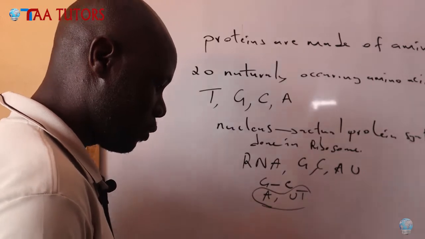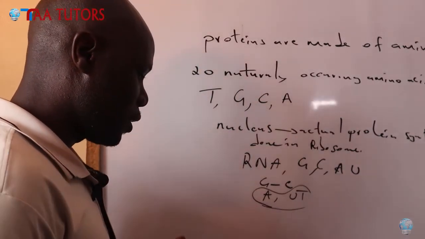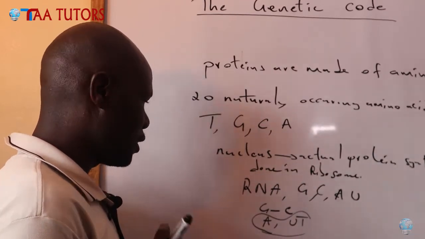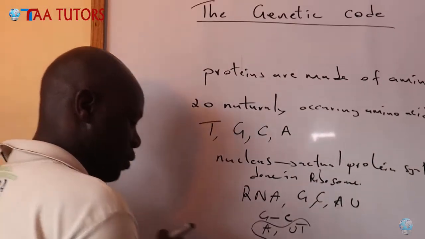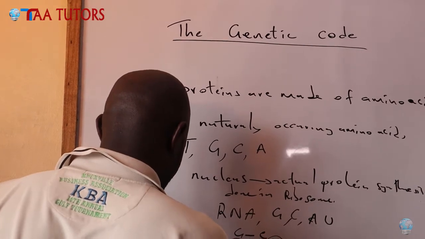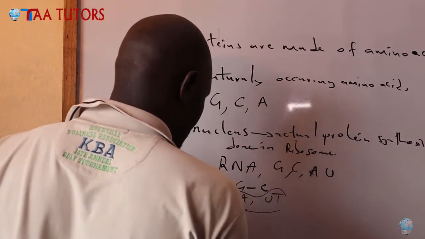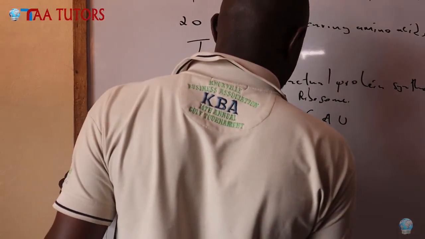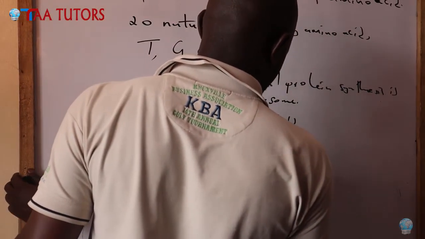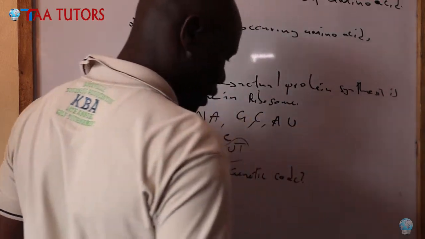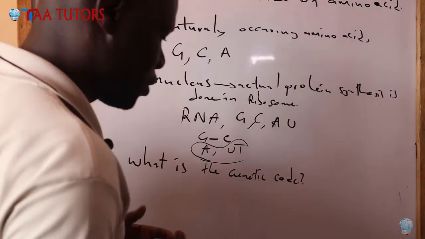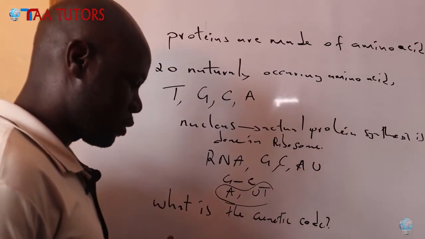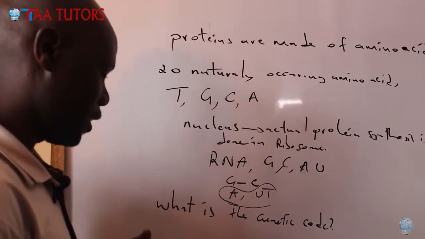So it is now up to the scientists to realize what the genetic code is. We have to know what this coding is, so that the information is relayed very well. What is the genetic code? Maybe we may ask ourselves this question. Now we can define a genetic code as a sequence of bases on a DNA.